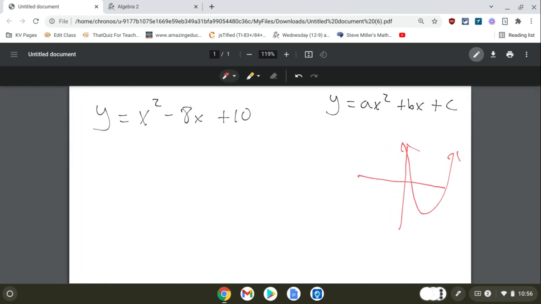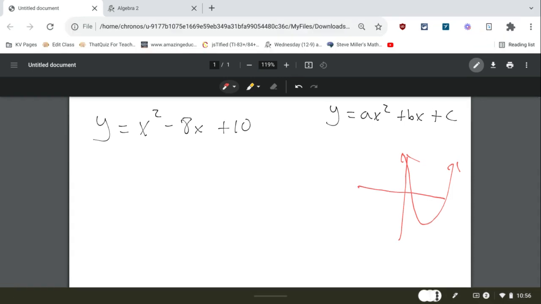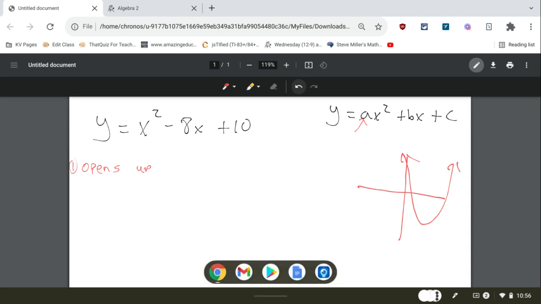All right. So piece by piece, the first thing is whether it opens up or down, and we can tell from the graph that it opens up. Okay, and that's still the same reason. All right, the reason that happens is because a right here is positive. There's an implied 1 right here, and so because that's a positive number, this function is going to be opening up. Okay, we got that one.